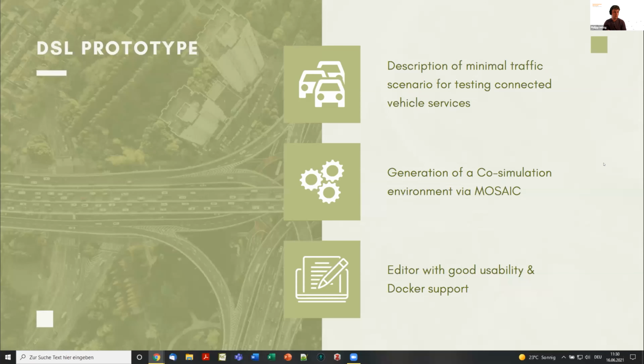Okay, so let's conclude. So with our prototype, we are able to describe minimal traffic scenarios already for testing these connected vehicle services. We were able to generate this co-simulation environment via MOSAIC, and our editor has some good usability and also Docker support, which is really nice.